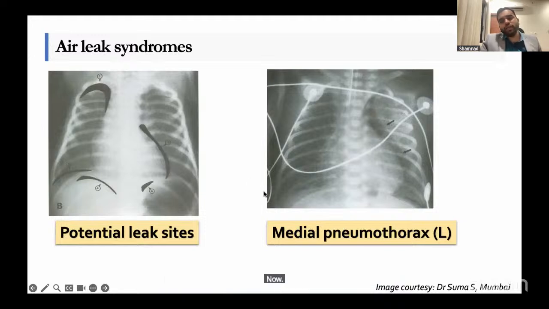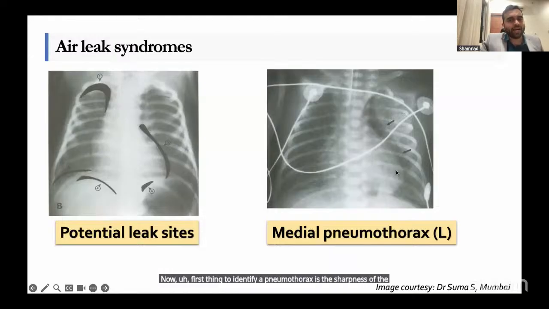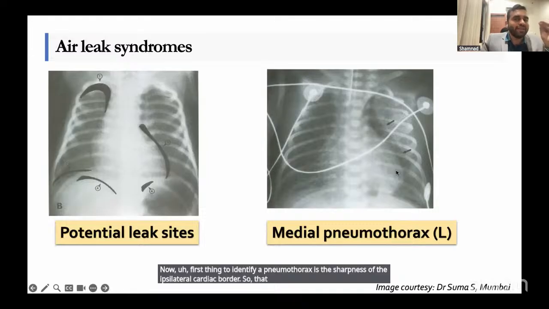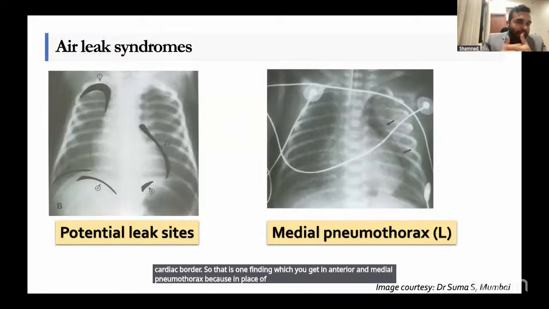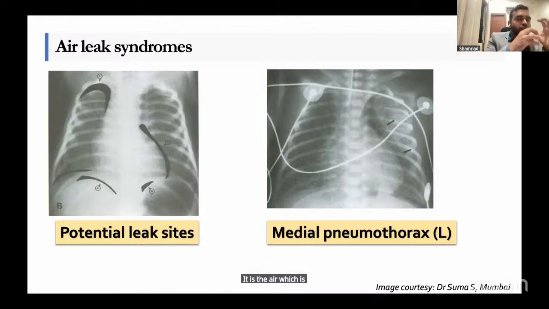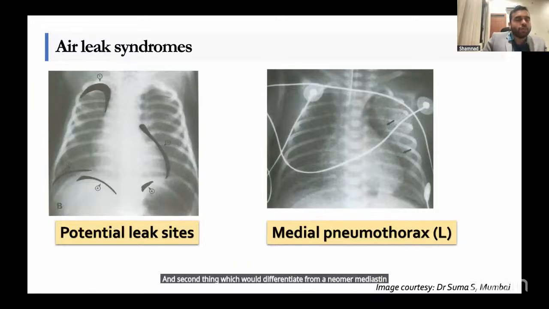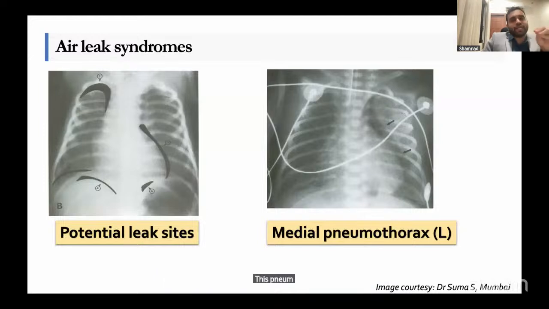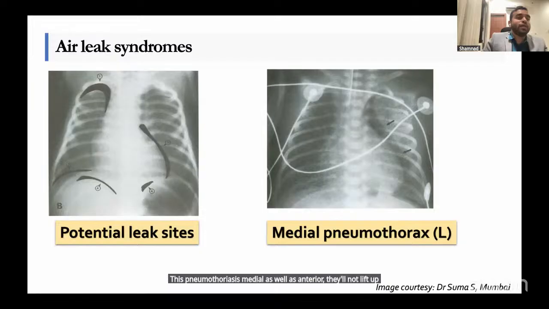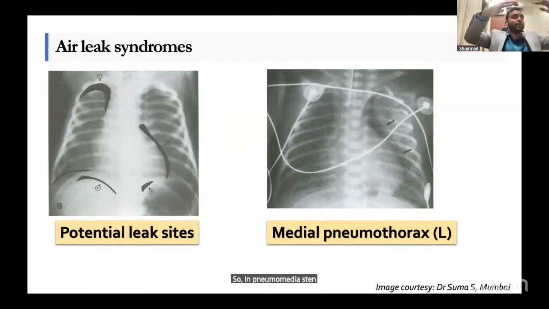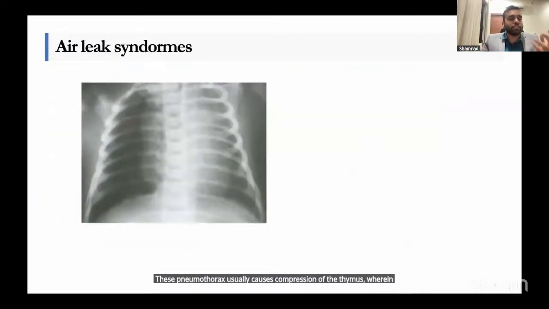Now, the first thing to identify a pneumothorax is the sharpness of the ipsilateral cardiac border. That is one finding which you get in anterior and medial pneumothorax, because in place of the normal lung, it is the air which is abutting the heart. So you get sharpness of your ipsilateral cardiac border. The second thing which differentiates it from a pneumomediastinum or a pneumopericardium is that these pneumothoraces, medial as well as anterior, will not lift up the thymus. In pneumomediastinum, you can see the thymus being lifted up. Pneumothorax usually causes compression of the thymus, wherein the thymus appears as a sharp border.